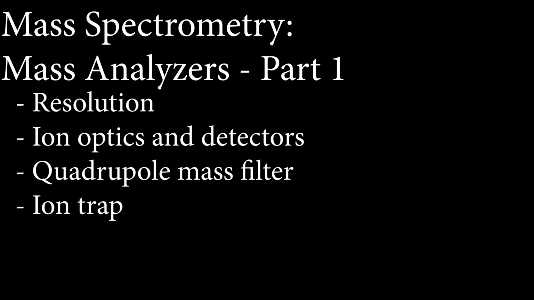All right, so we went through resolution and how that's the main criteria for sorting mass analyzers. Then we went through ion optics and how those are important to make sure you get your ions into the mass analyzer. And of course, we went over one particular detector, the electron multiplier. And then we went over the most complicated to explain, but in practice, the simplest mass analyzers, which would be the quadrupole mass filter and the ion trap.